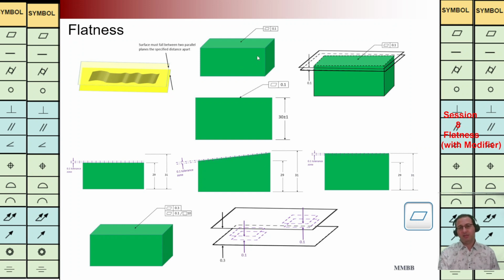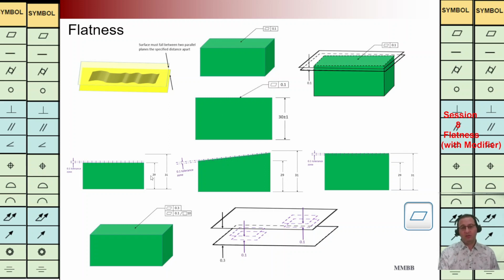Let's see this example. Again, we have flatness of this surface 0.1. It means the distance between two parallel surfaces should be 0.1. If the height of this plate is 30 plus minus 1, we have the flatness of this surface 0.1. The height should be in this interval. It can be between 29 and 31, and the flatness is 0.1.